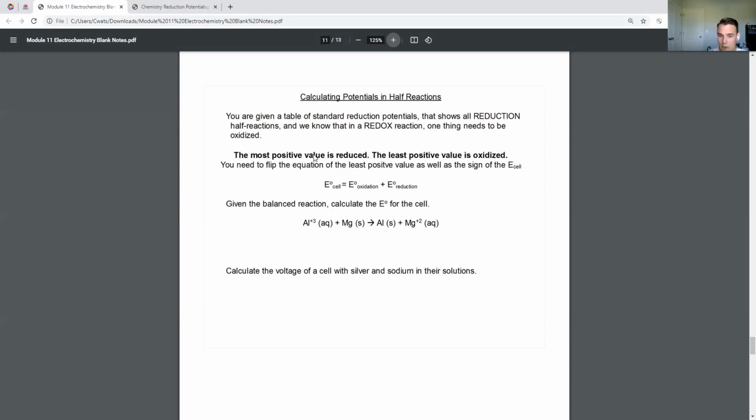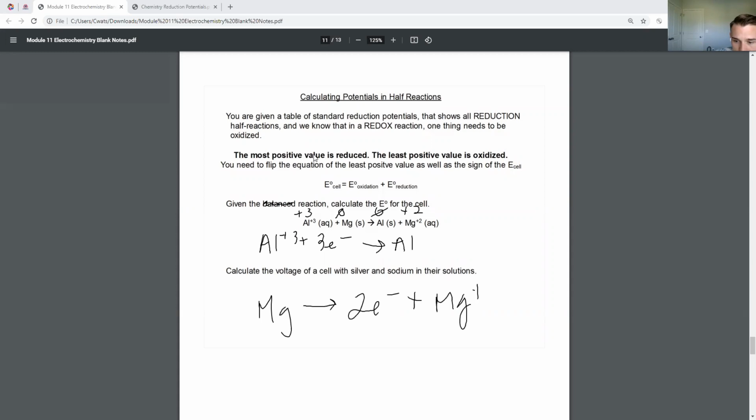So here is an equation. We want to calculate the potential energy, we want to calculate the energy from the cell. So first thing I'm going to do is write my half reactions. By the way, this is not balanced, but whether it's balanced or not doesn't change the voltage when you do this. So aluminum is going to be gaining 3 electrons. So Al plus 3 electrons gives me the aluminum solid. And then the magnesium will be losing 2 electrons to become magnesium plus 2 ion.